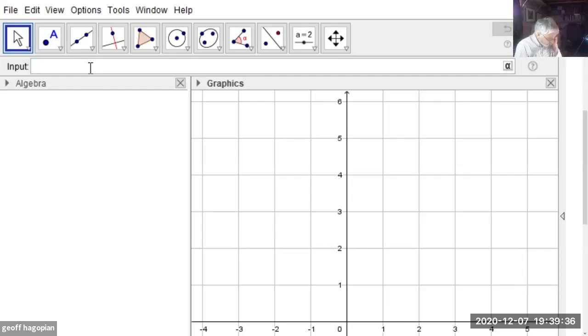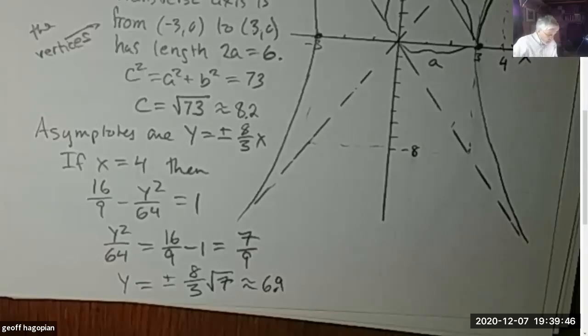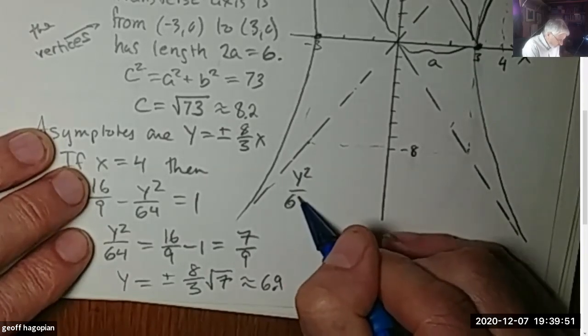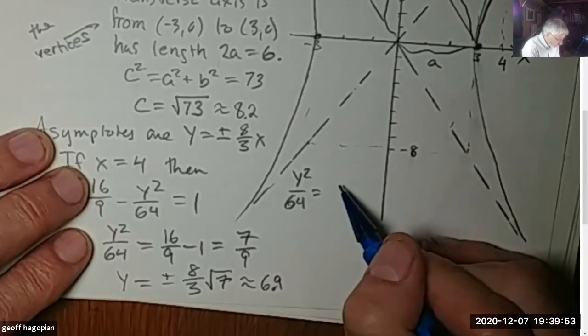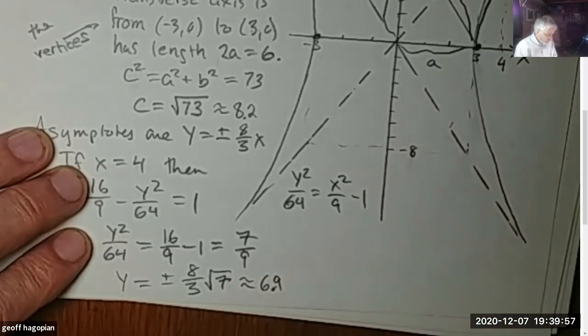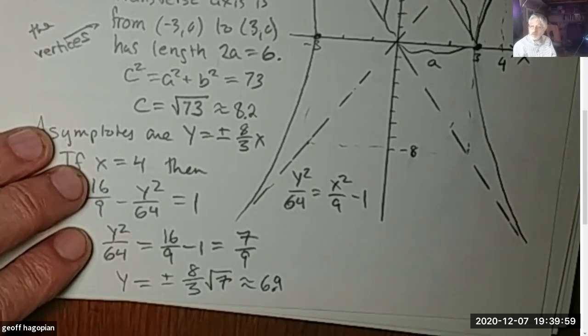And we kind of went through that process, but let's go back to our sheet and see. Okay, so y squared over 64 is going to be x squared over 9 minus 1, right? Solving for the y term.